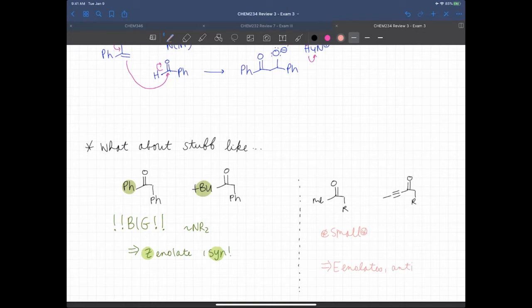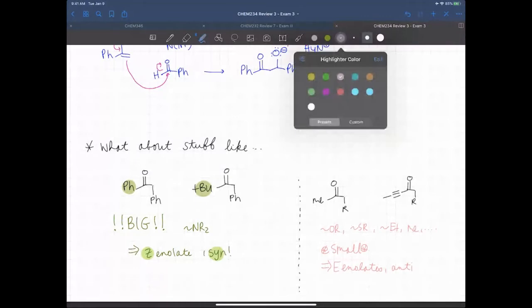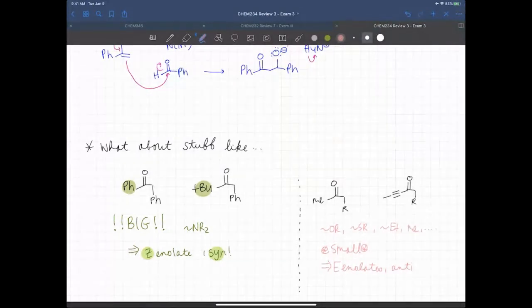Usually other variations of small groups that can form are from what? Ethers, thiols, and of course your usual ethyl, methyl, and so on and so forth. These are all really, really small groups. How I remembered it as a student was using the acronym SEA: when you have a small R group, you generate an E enolate and you get an anti product. So if you forget how to do it, just remember C.